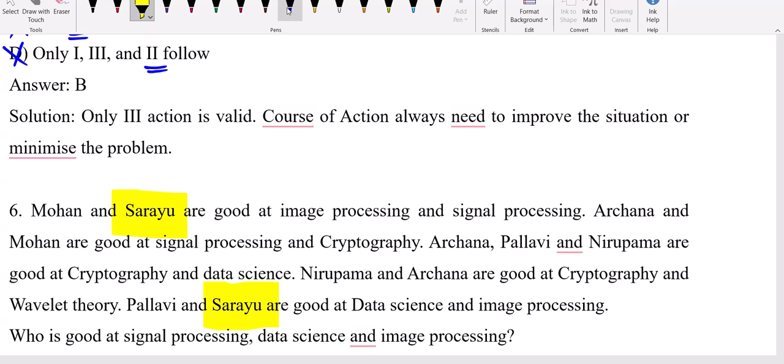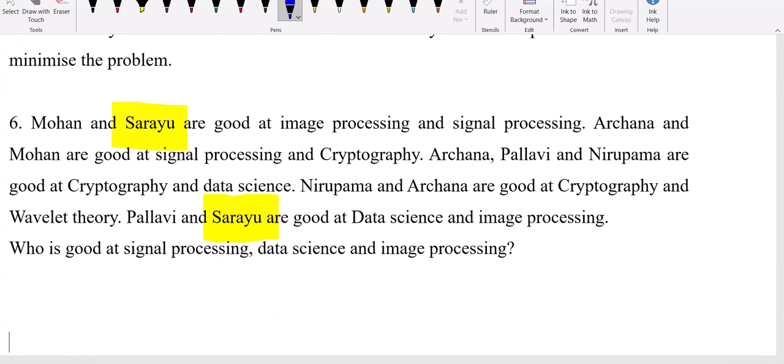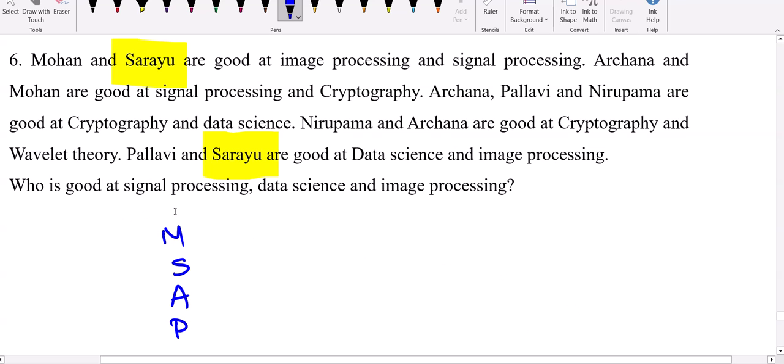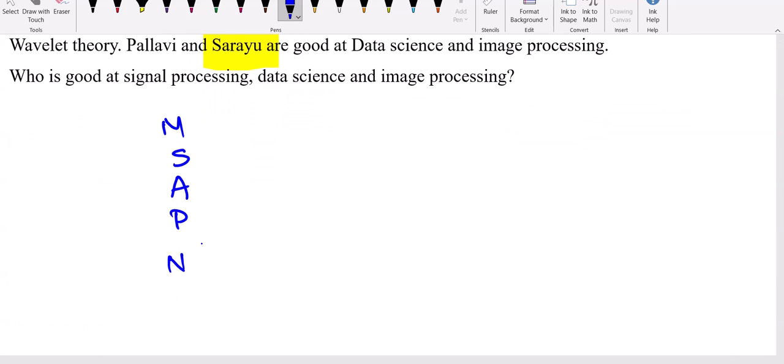Or you can prepare the table, because sometimes there are multiple questions. If there are multiple questions related to the same data, above they'll mention directions for 2 to 3, meaning the second question and third question have the same data. If not, we can find it's only one question. You have to decide; it's like preparing a table. Candidates' names: Mohan, Sarayu, Archana, Nirupama, all those. Then on the right side, you write the subjects and put a tick mark for those. I'm writing in short: Mohan, Sarayu, Archana, Pallavi, and one more, Nirupama. Then here subjects: data science as DS, signal processing as SP, image processing as IP.